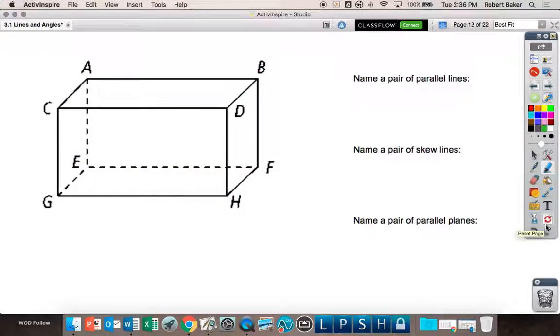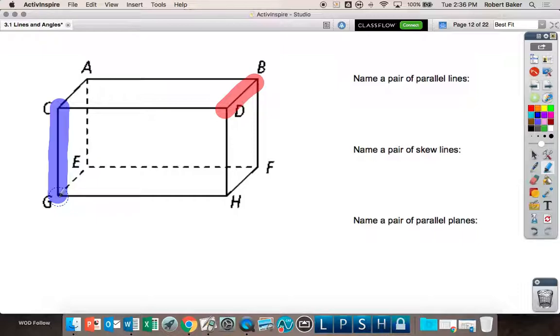All right, so remember skew is different planes, different directions. So name me a pair of skew lines. Slowly so I can color them. BD and DH. Oh wait. Would it be BD, CG? BD and CG would work. Different sides of the box, different directions.